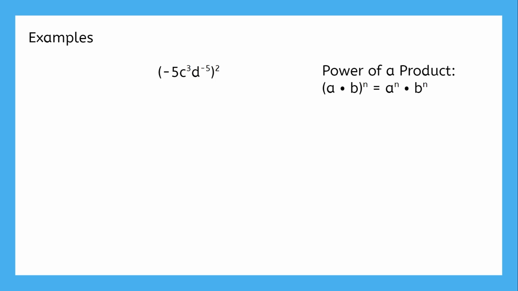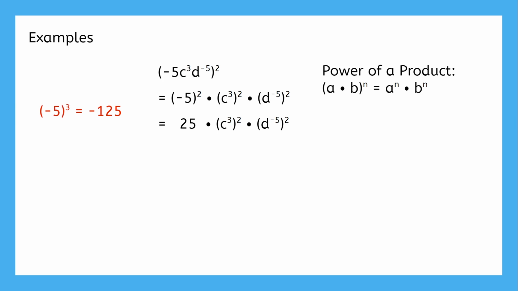First, let's use the power of a product rule to spread the outer exponents across the inside multiplication. Negative 5 squared is a defined value, so let's simplify. Negative 5 times negative 5 would be positive 25. Notice the sign change there. A negative raised to an even power always becomes positive because each negative is multiplied by another negative, while a negative raised to an odd power will always leave the result negative.